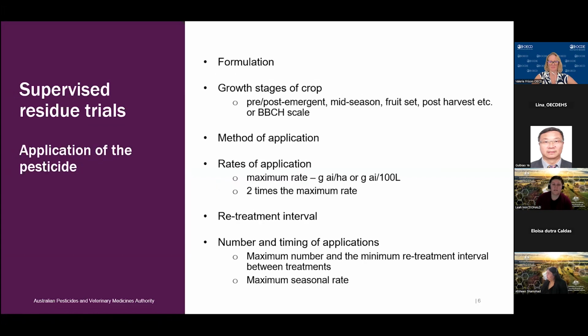The residue trials should use the formulation of the pesticide to be marketed and report the stages of crop growth at which the pesticide is applied. The method of application, along with the rate of application, number and timing of application, should all reflect the directions on the product label. And we would also expect trials to include a 2 times rate where phytotoxicity issues allow.